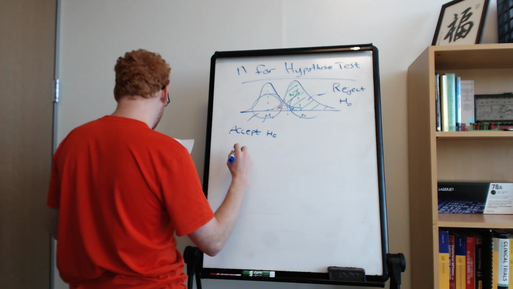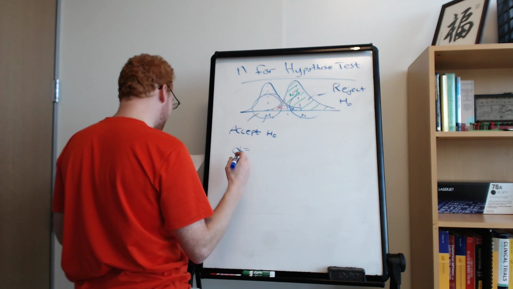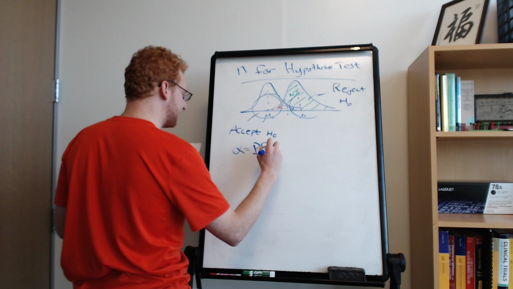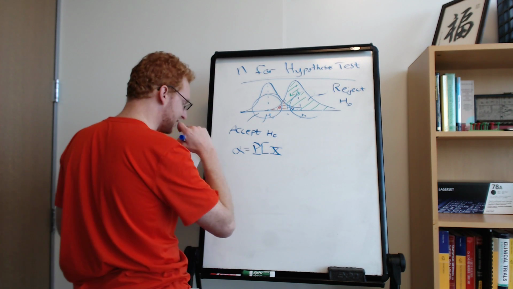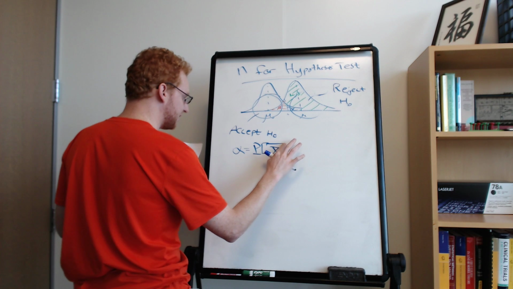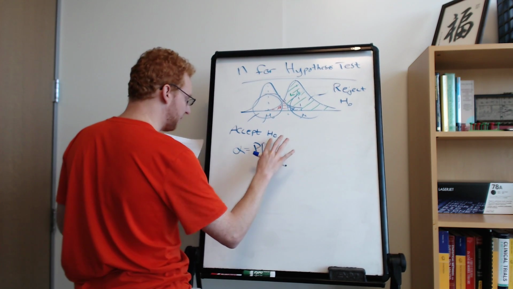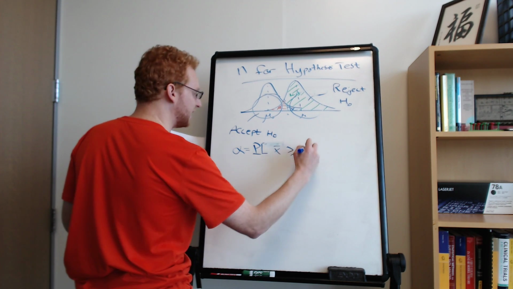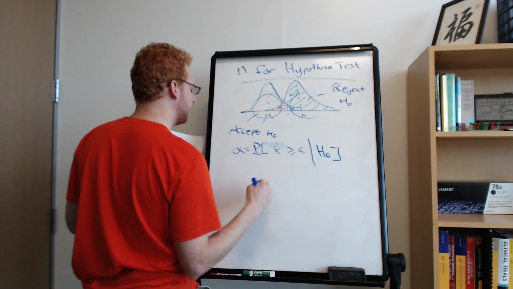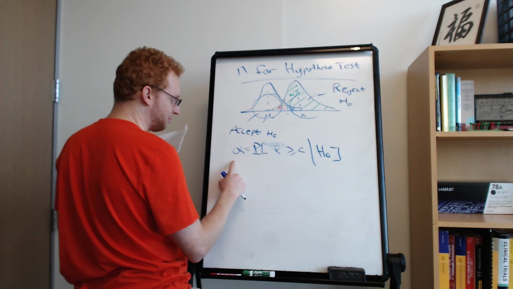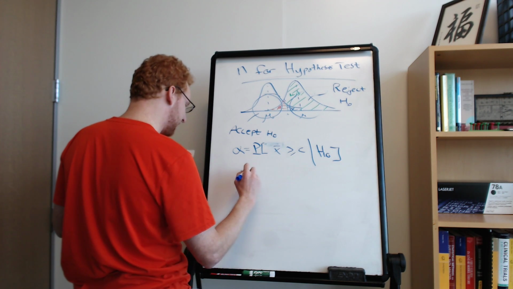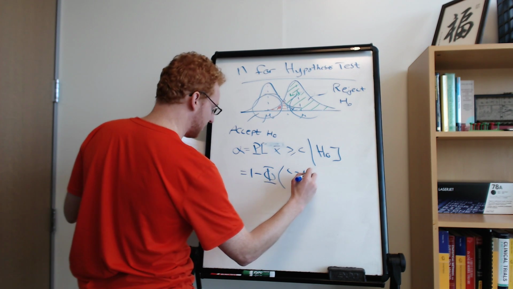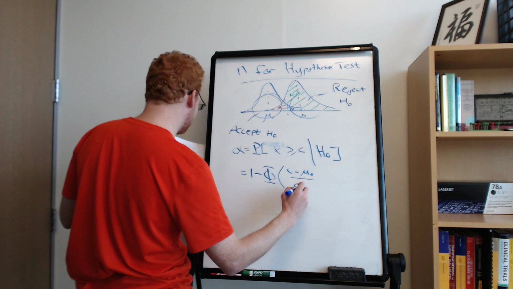So alpha, this alpha right here, which is usually 0.05, is defined as the probability that the observed test statistic, which is just the sample mean (my notation's a little clunky), that x bar is greater than or equal to the critical value C given the null's true. So if the null's true, usually this is 0.05. And mathematically that's equal to 1 minus phi of the critical value minus the mean under the null divided by sigma over root n.